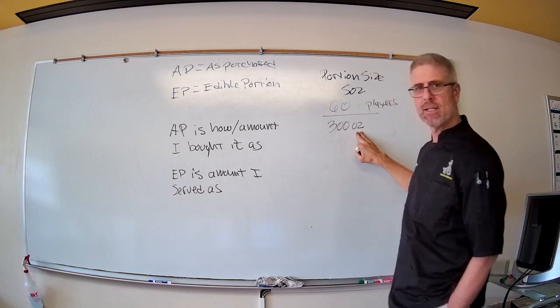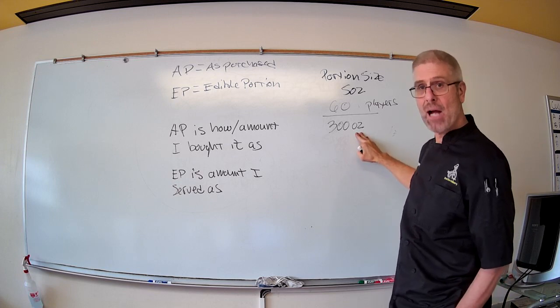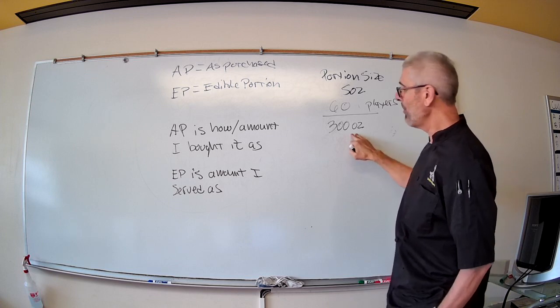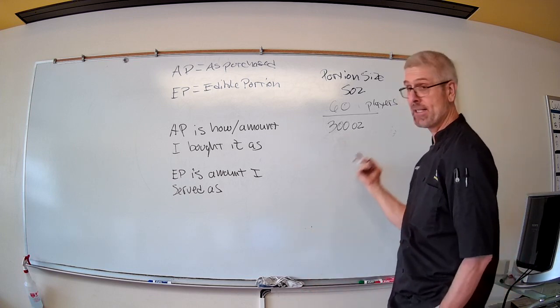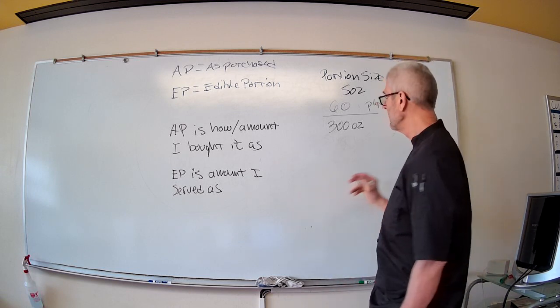So I need to buy 300 ounces. I need to serve 300 ounces of pulled pork. Now, if I just went out and bought 300 ounces, of course I could do that. I need the poundage to that. Divided by 16 will give me the pounds. And I don't have my calculator with me. I should probably go get that.